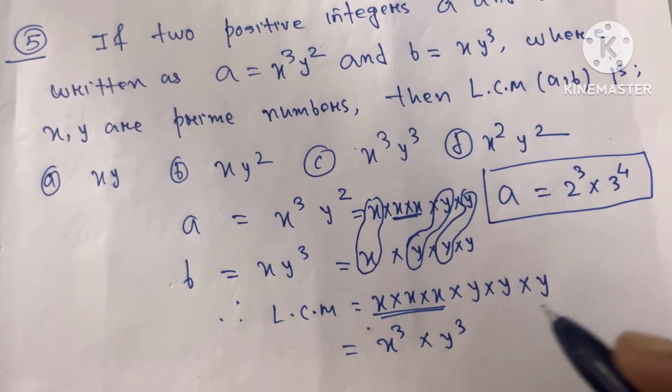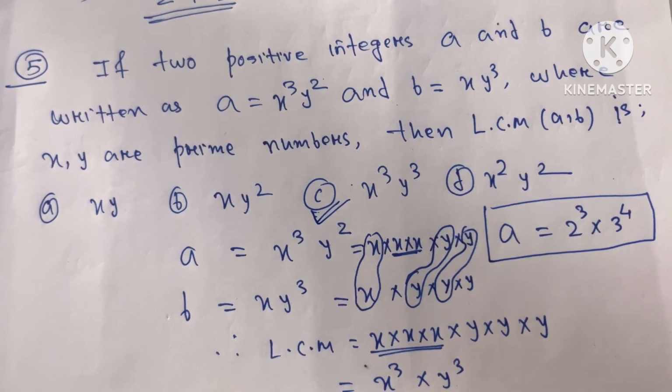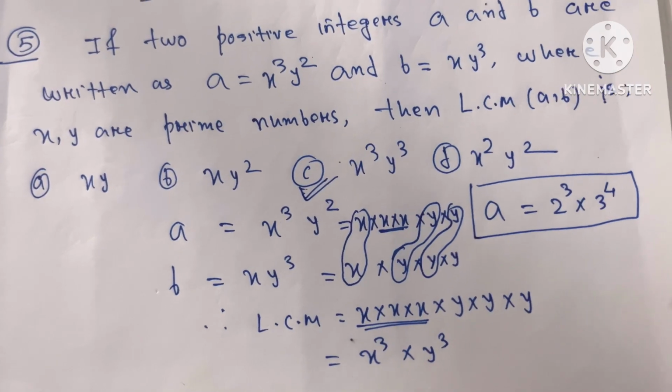So which option is correct? Option C is correct. By the general method we can find it, and by formula also you can find it.